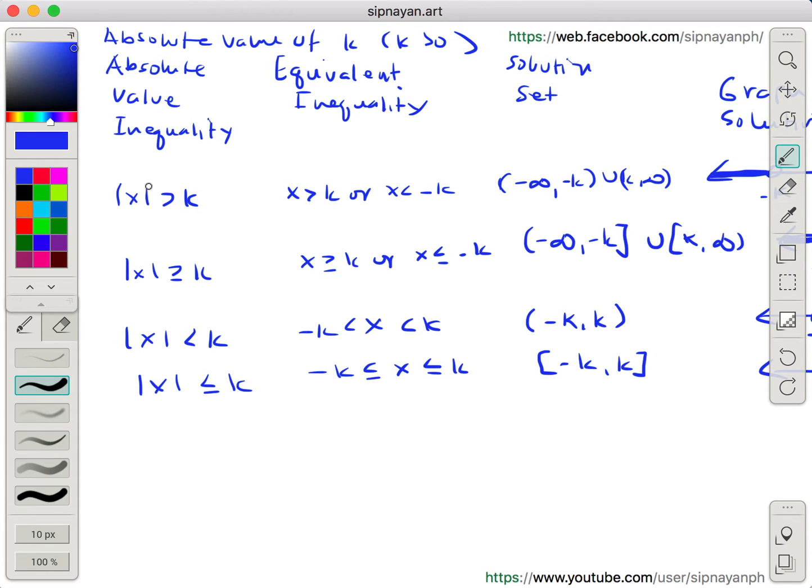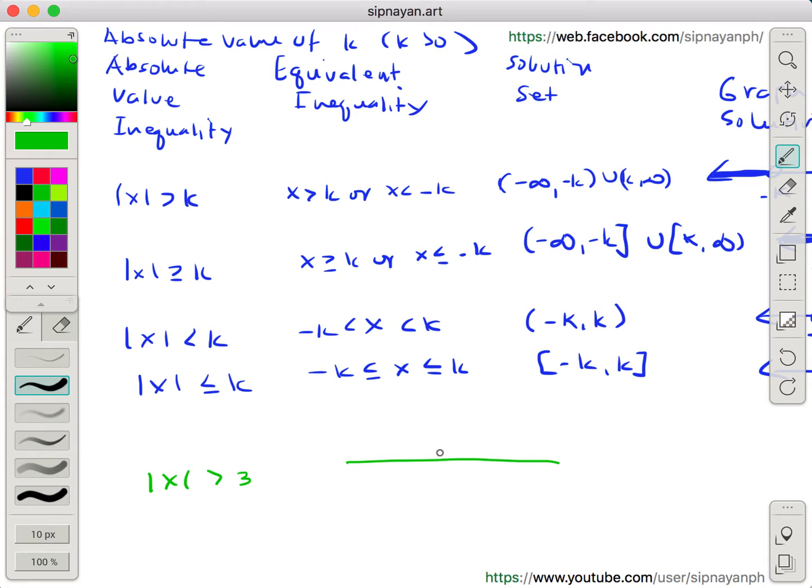I will give specific examples and relate them generally to k, where k is a number greater than 0. So, for example, the absolute value of x is greater than 3.